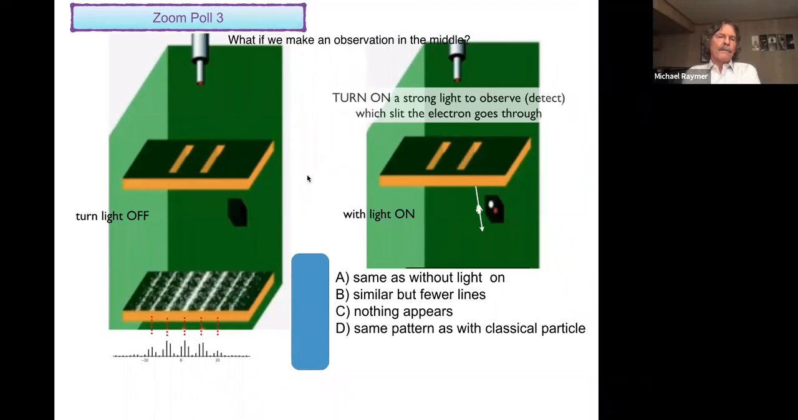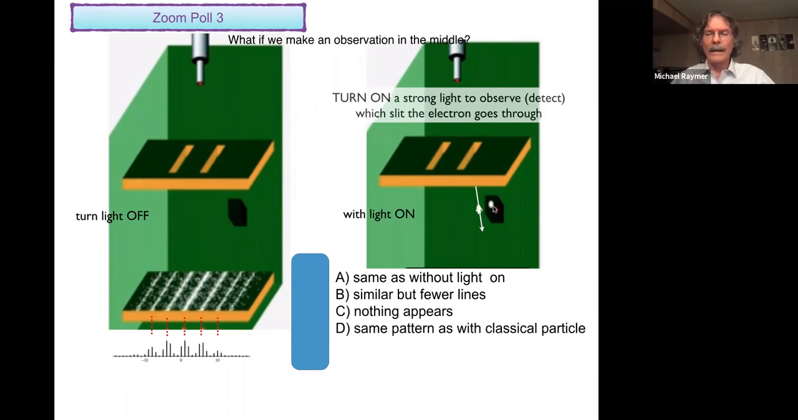But let's consider the following. This is what we just showed, where the electron can travel from the source to the detection screen. And there are two quantum pathways it could travel. Some of them interfere constructively on the bright regions, and some interfere destructively on the dark regions. But now, what if we make an observation in the middle? How can we do that? We'd like to know, if possible, which path did the electron take? Did it go through the left slit or the right slit?